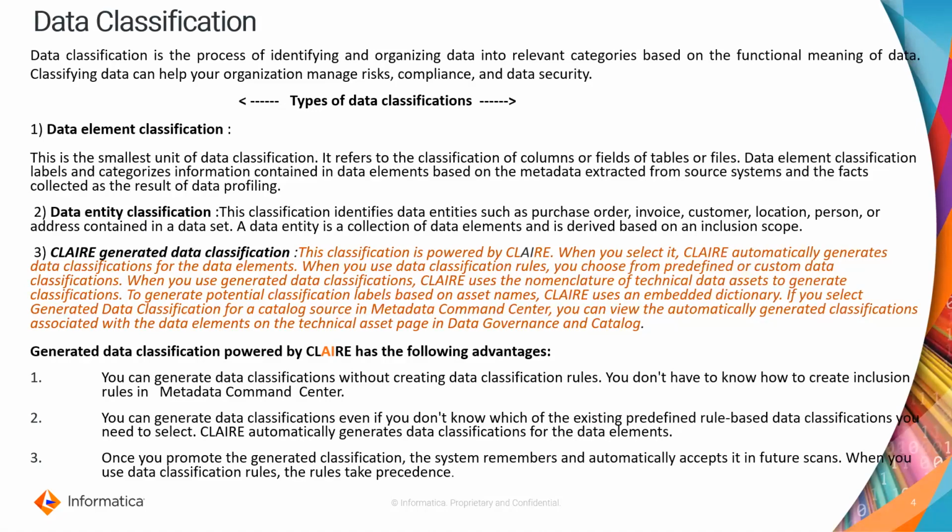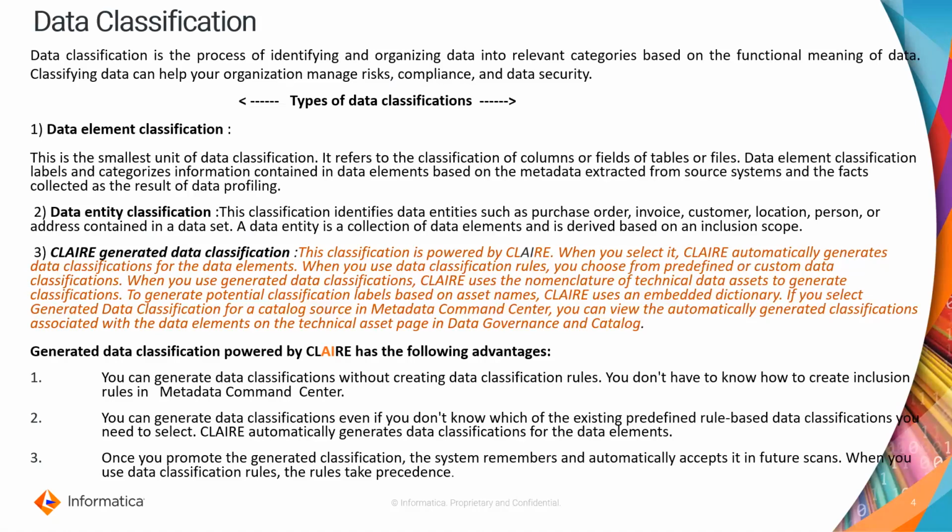We have three types of data classifications. One is data element classification, second is data entity classification, and third one is our focus topic, CLAI generated data classification. Data element classification is the smallest unit of the data classification. It refers to the classification of columns or fields of tables or files. Basically, you will be able to apply the labeling on the fields or columns of any table.